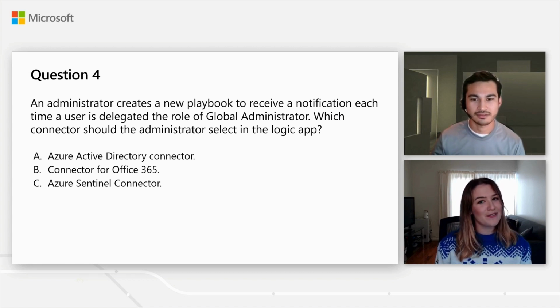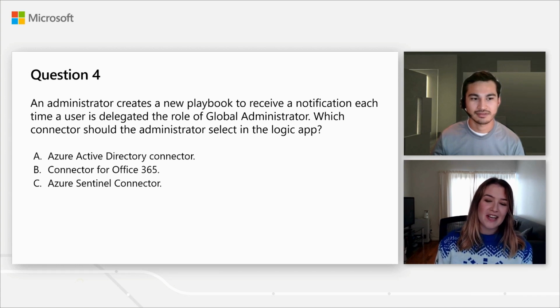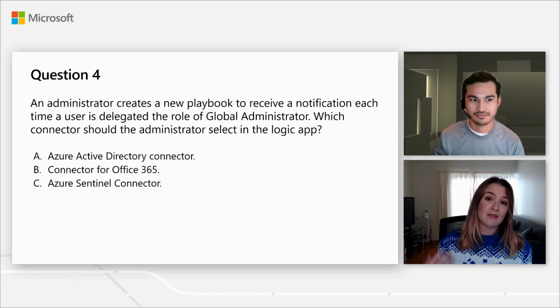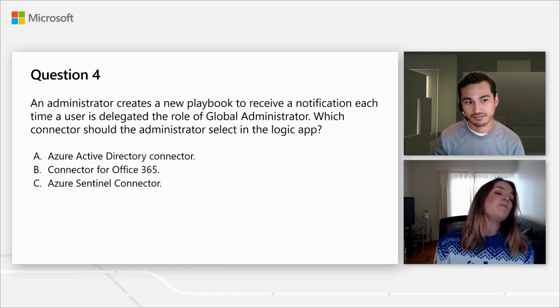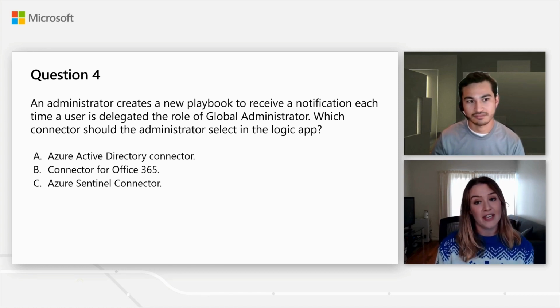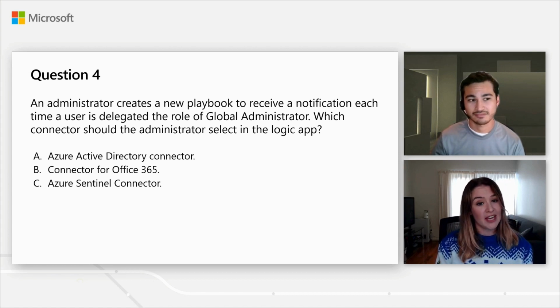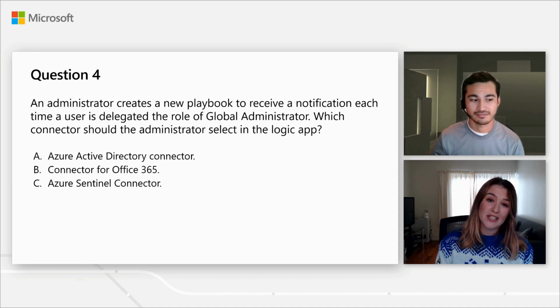I can see why people have gone for answer A, because we're talking about global admin. And I can see, because the phrasing of this question can be tricky, that because you want to receive a notification, it's about an Azure AD thing. So I can see logically why folks have selected that. But we're not wanting to take action. If we were wanting to take action within Azure AD, then we would probably want to use the AAD connector. But we're actually only saying we want a notification, and the notification will come from Sentinel.